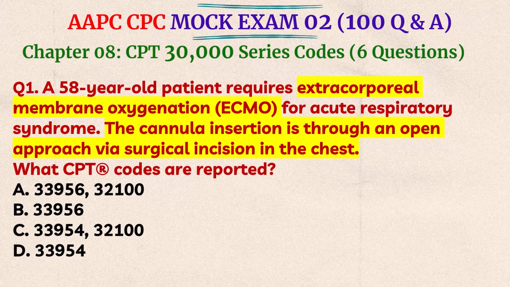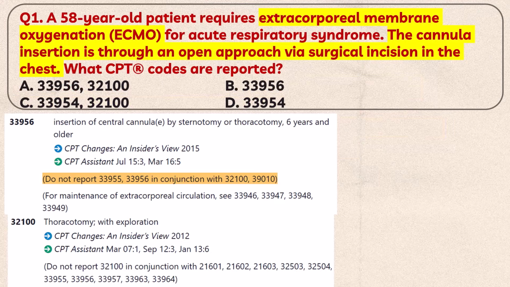So I'll explain both. When you look at the answers, 33,956 is insertion of central cannulae by sternotomy or thoracotomy, 6 years and older. 32,100 is thoracotomy with exploration. So in our case, it is insertion of cannulae, open approach in the chest, including the thoracotomy. So more than 6 years. The patient is 58 years. So this code is ideal, 33,956. So whether you answer B or answer A.